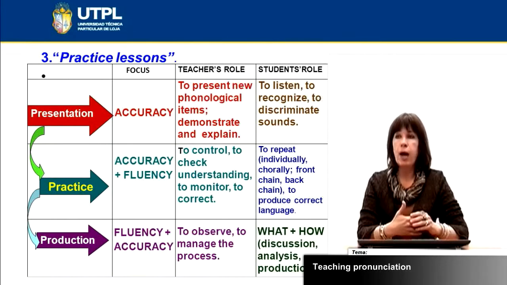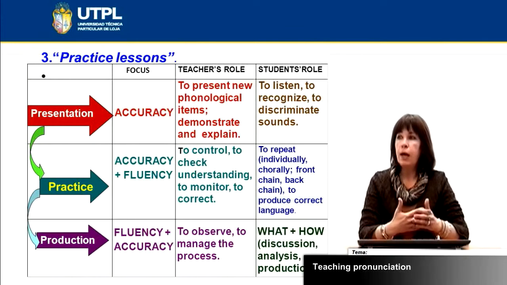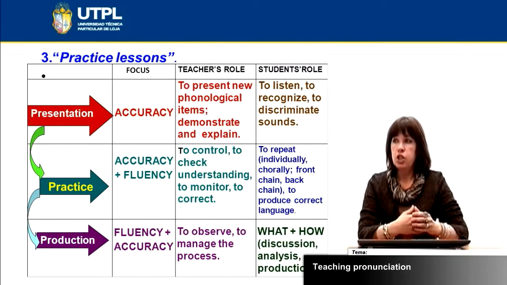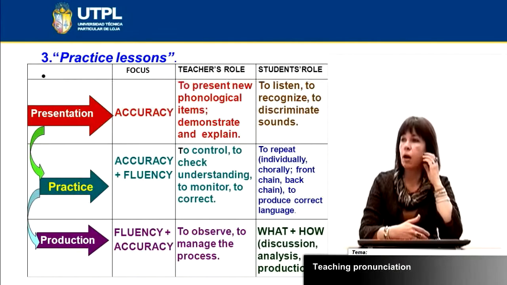The next phase is practice. Well, when students understand how the sounds are produced, how they are pronounced, in the next phase they have to practice. So we combine accuracy, very accurate pronunciation of some sounds, and we have to include some elements of fluency when students try to pronounce new sounds in a more natural way. And the teacher here has to control, check the understanding, monitor and correct if necessary, if there are still some difficulties in pronunciation of sounds.